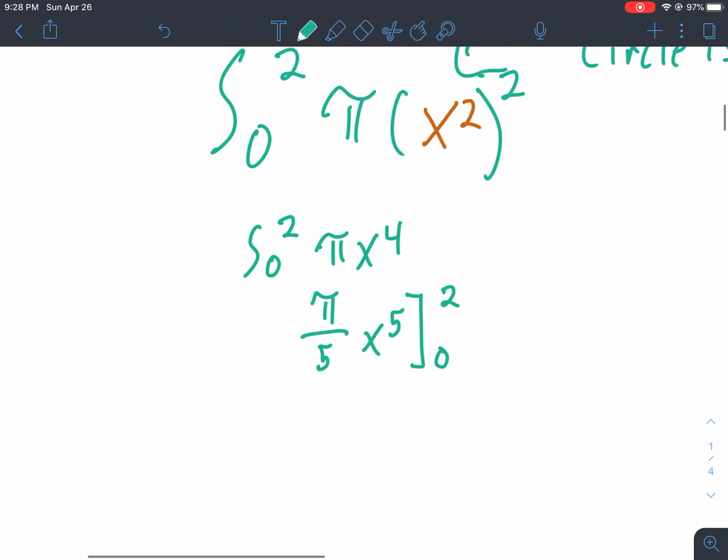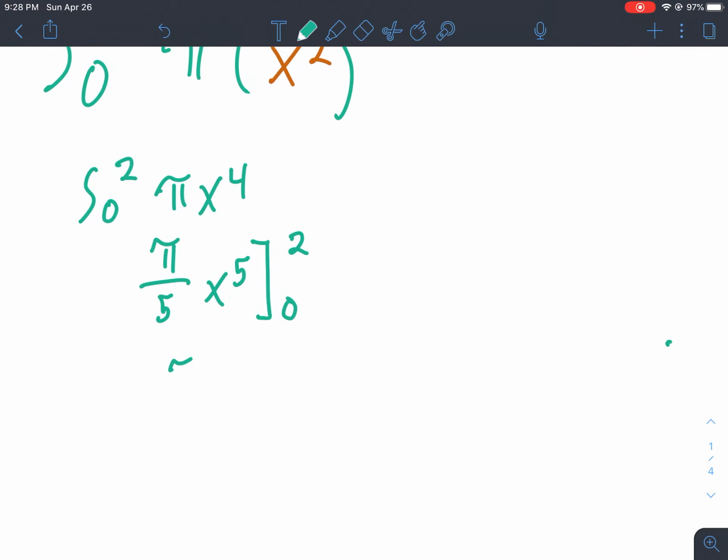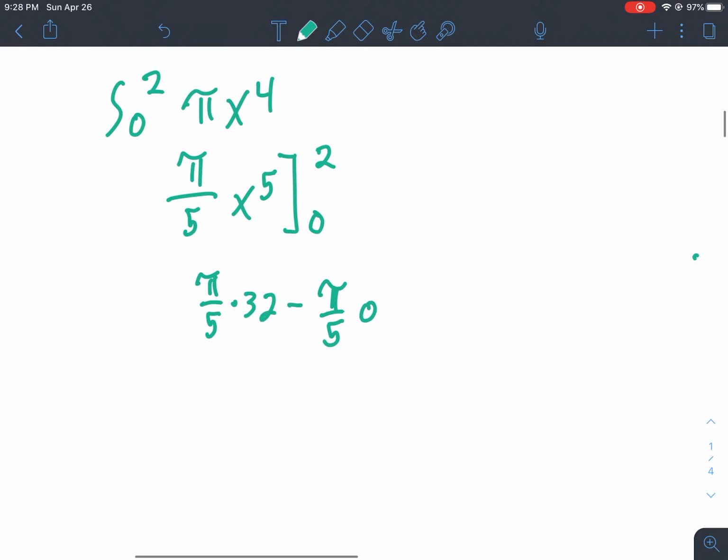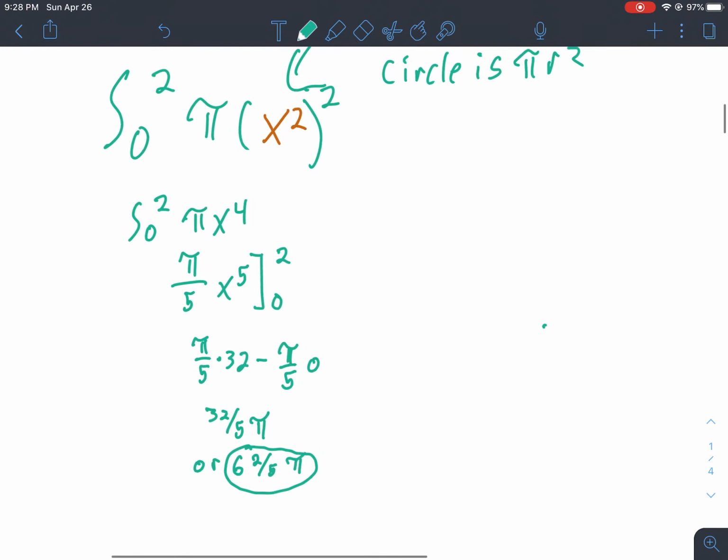2 to the 5th is 2, 4, 8, 16, 32. So pi over 5 times 32 minus pi over 5 times 0 to the 5th, which is 0. So it's 32 fifths pi, or 6 and 2 fifths pi might be the best answer. So that's the exact volume.